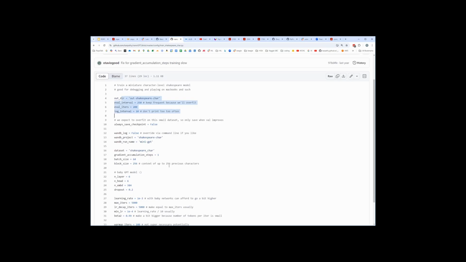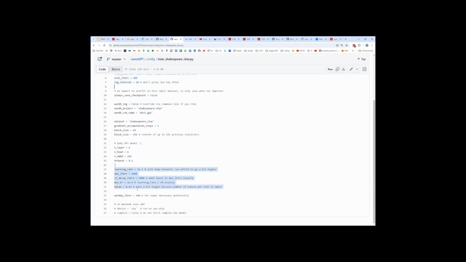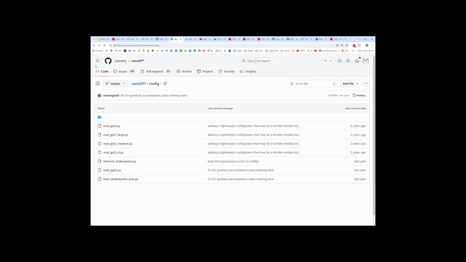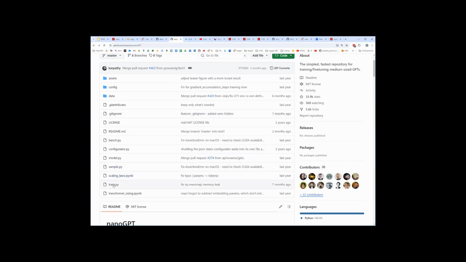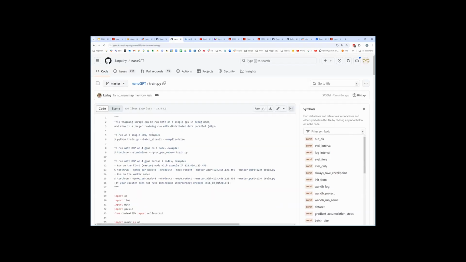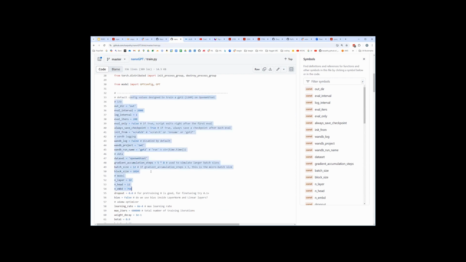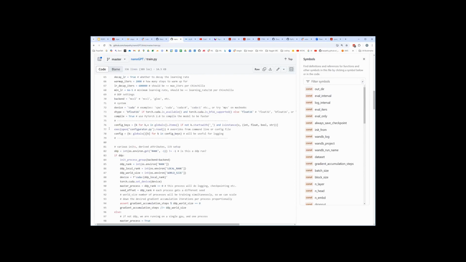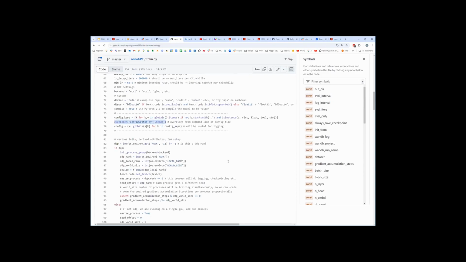Various things like how often you evaluate, your constants like learning rate, beta, these types of things. He sets up some defaults first of all, and then this is his way of overriding some of the defaults.